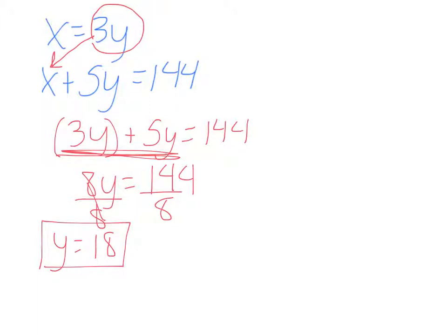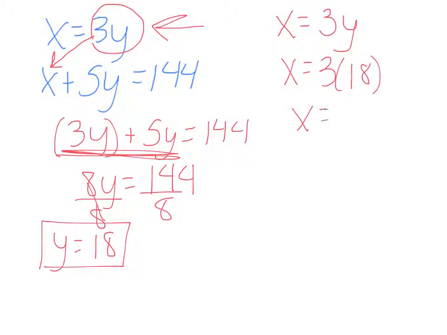We're going to plug it back into one of the original equations. I'm going to pick this top one because it's set up nicely. 3y equals x. We don't know x, but we do know that y is 18. So we take 3 times 18, which gives us 54. So we know x is 54, y is 18.